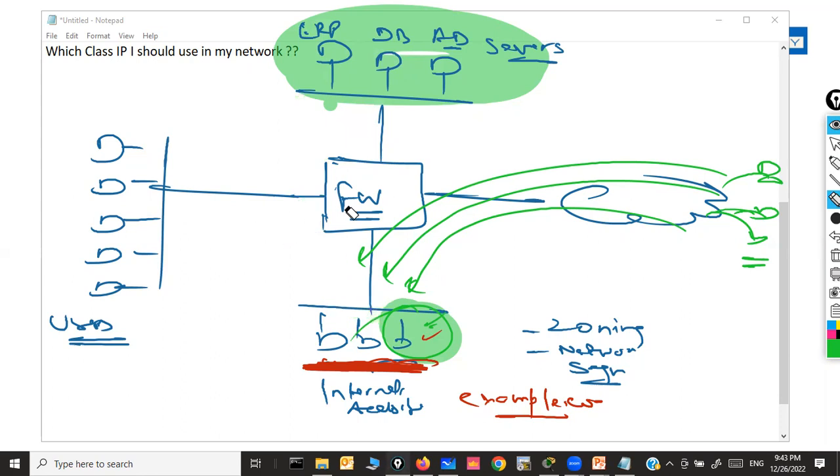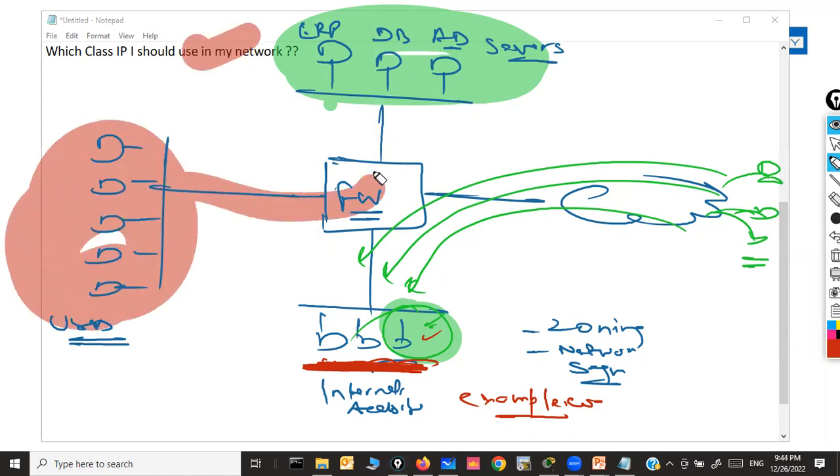Even users here from your internal networks, there is no free flow. In fact, they are not freely communicating with these servers. No, they will have to go through this device, different network segments in the same building, in the same premises. But if we are doing network segmentation and zoning this way, it's the best design because lateral movement is not allowed.